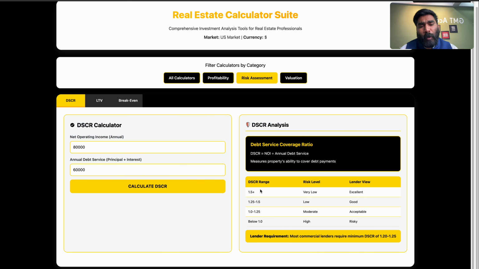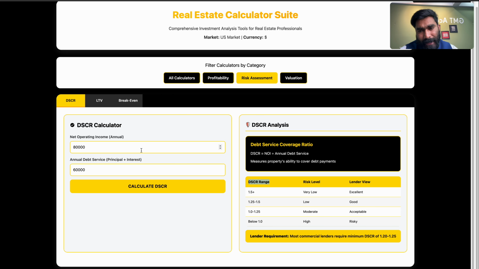If we talk about industry-level standards, all right, a DSCR of 1.5 plus would be very low risk, or we'll call it excellent. 1.25 to 1.5 would again be low risk, good. 1.0 to 1.25 is moderate and acceptable. Below 1.0 would be highly risky.